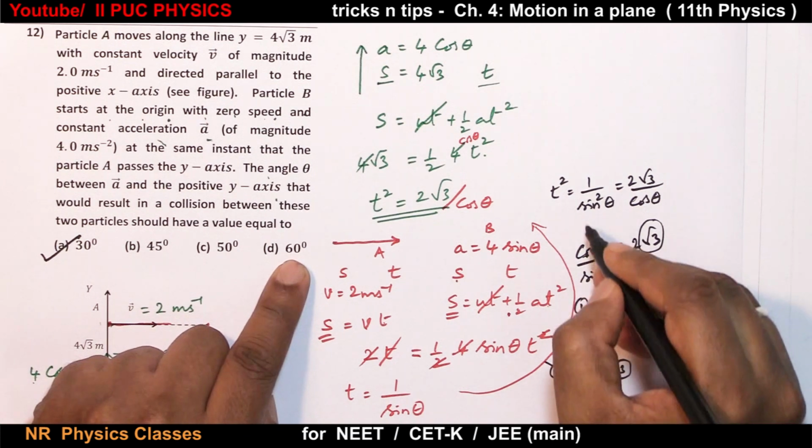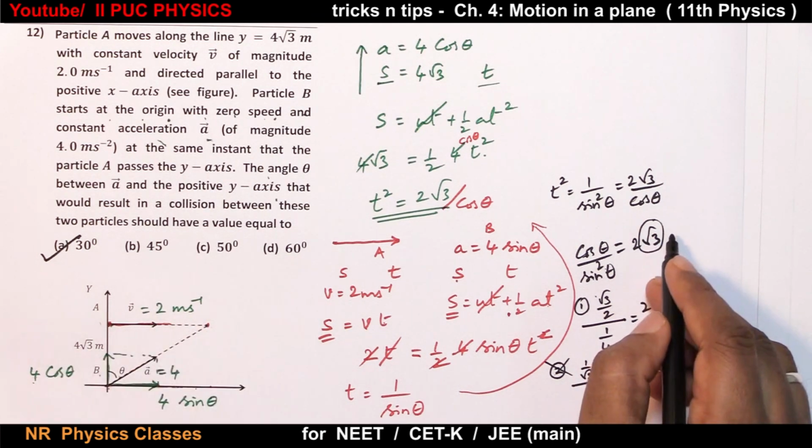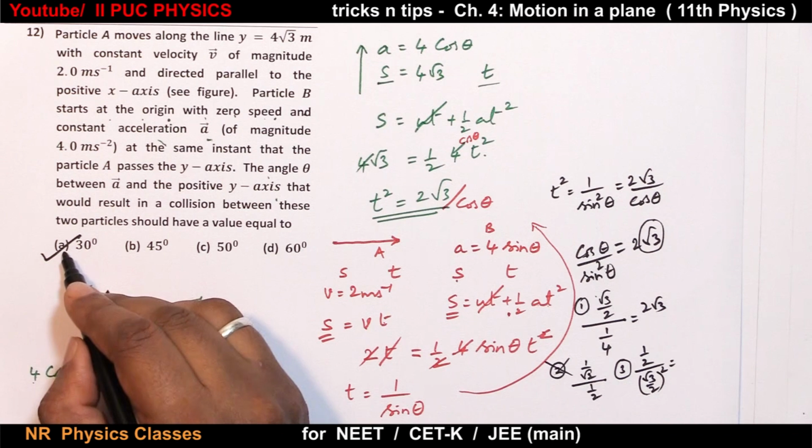60. Cos 60 is half. Sine 60 is root 3 by 2, squared. So root 3 square is 3. What we want is root 3. Therefore, 30 degrees is true.